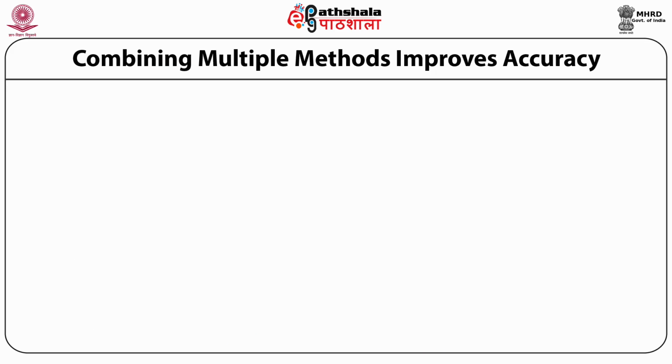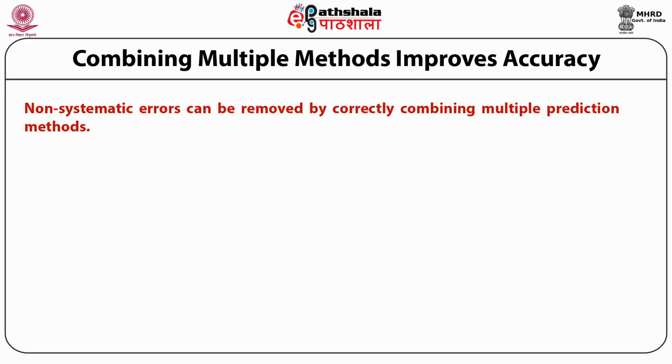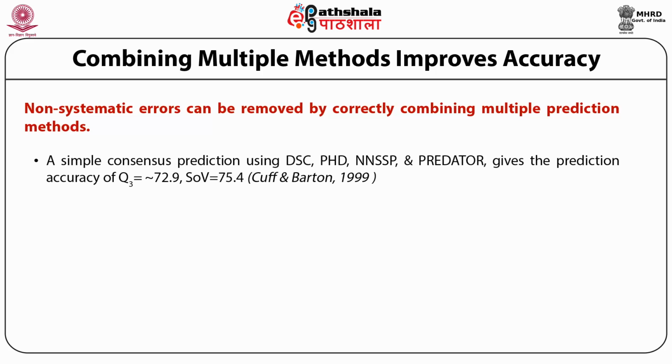Combining multiple secondary structure prediction methods can improve the prediction accuracy because non-systematic errors can be removed by correctly combining them. Here we can see some of the attempts of this kind. A simple consensus prediction using linear discrimination, PhD, the nearest neighborhood method and PREDATOR, which works based on hydrogen bonding propensities, shows an improvement in prediction accuracy.